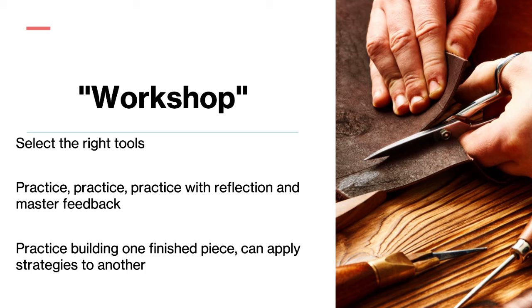Think about a woodworking shop. The apprentice woodworker needs to know and learn the right tools for each job. He or she must practice, and practice more to become a master at the trade. Growth happens from reflecting on mistakes and getting feedback from other masters of the trade. It is this process that allows the apprentice to transfer skills learned to a new piece of work.